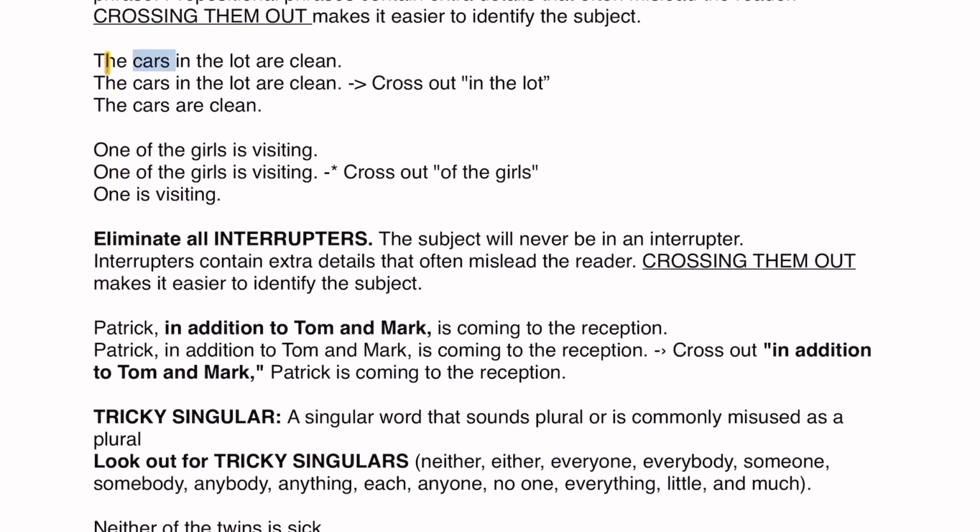لكن ممكن تلاقي نفسك وانت بتقرا كلمة زي دي تلاقي نفسك بتقول ايه؟ The cars in the lot is clean. ناس كتير جدا هتكتب الجملة دي The cars in the lot is clean. وهي الجملة الصحيحة The cars in the lot are clean. طيب ازاي انا اسهل على نفسي to identify اعرف فين السبجكت في الحوار ده؟ The cars in the lot are clean. Cross out, شيل in the lot.